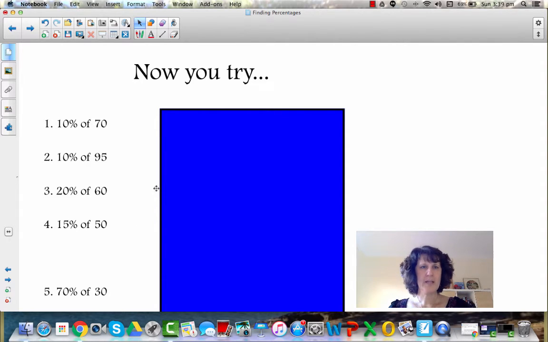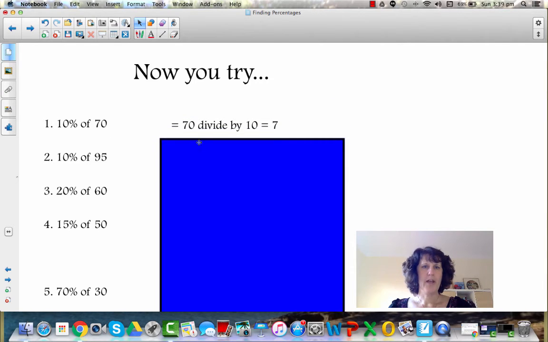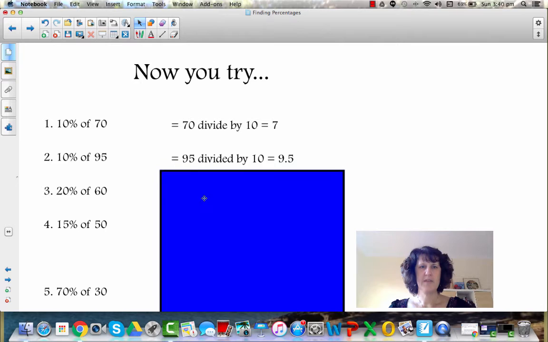Alright, welcome back. Here we go. 10% of 70, you go 70 divided by 10 and you get 7. Too easy. 10% of 95, same thing. 95 divided by 10 gives you 9.5. Notice that it's a decimal, and you will know by now that when you're dividing by 10 you're moving that decimal point 1 jump, so it makes a decimal there.